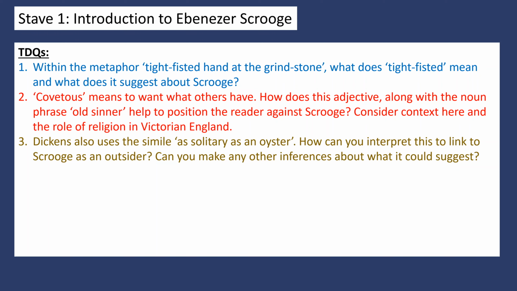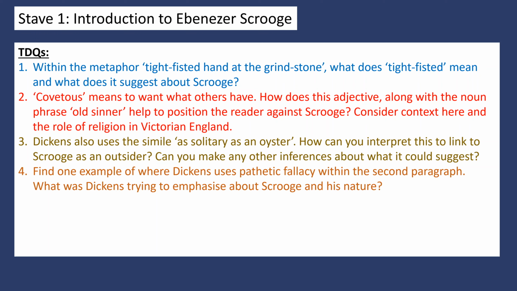But it could also be Dickens foreshadowing the possibility that there is some goodness within Scrooge. You know, like an oyster has this pearl inside of it. Perhaps Scrooge does have some kind of goodness inside of him, possibly being a reference to or foreshadowing Scrooge's later metamorphosis, his change.